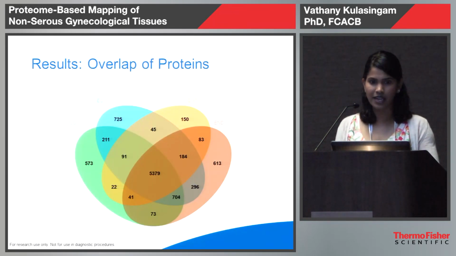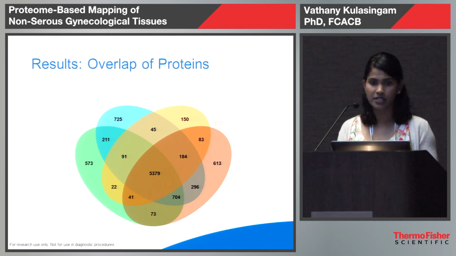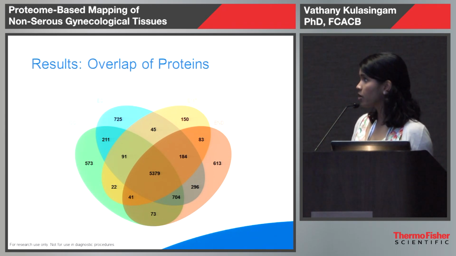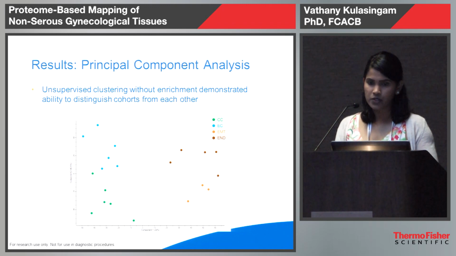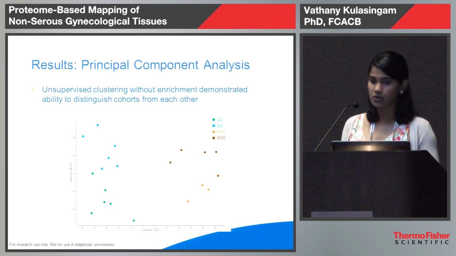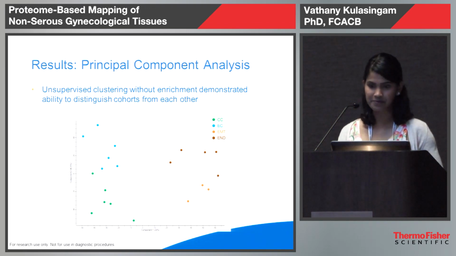And so we now looked at what is the overlap of the proteins that we identified across our different cohorts, and sure enough, there's a number of proteins that are common to them, but certainly there are many proteins that were unique to the different subtypes. And then we went on to perform what's called a principal component analysis. So this is unsupervised clustering without any enrichment to demonstrate our ability to distinguish the cohorts from each other, and we were able to distinguish the controls from the disease, but also the clear cell from the endometrioid.